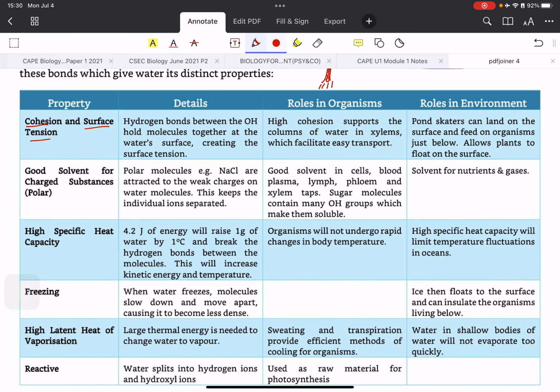Okay, another easy property is that water is a good solvent for polar substances, for example salt and water. Salt dissolves in water, and a lot of other things dissolve in water as well. So how does this happen? Well, polar molecules, for example salt, which is sodium chloride, are actually attracted to the weak charges on the water molecules, the partially positive and partially negative charges, right?